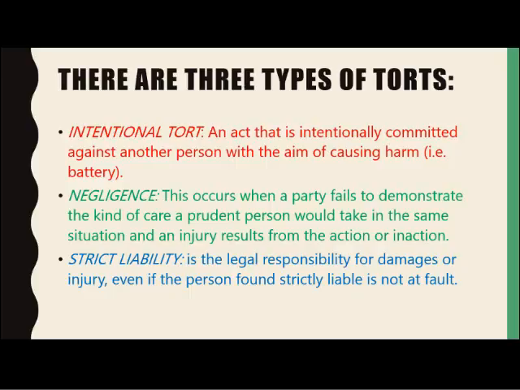Another type of tort is negligence. This occurs when a party fails to demonstrate the kind of care a prudent person would take in the same situation and an injury results from the action or inaction. Now, negligence is the same thing as an unintentional tort. And there's also strict liability. Strict liability is a statute, which means it's a law, and it is the legal responsibility for damages or injury, even if the person found strictly liable is not at fault.